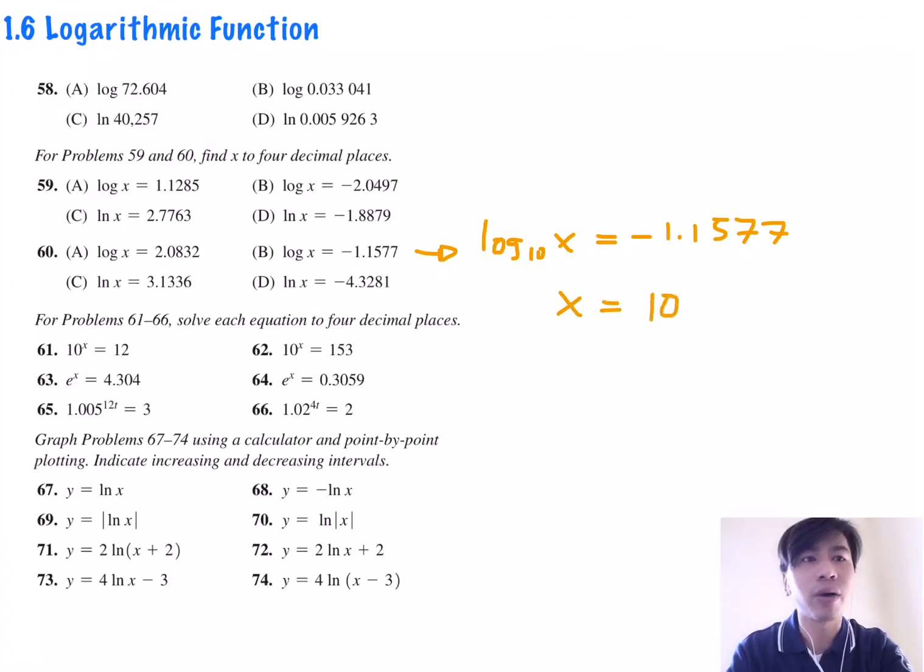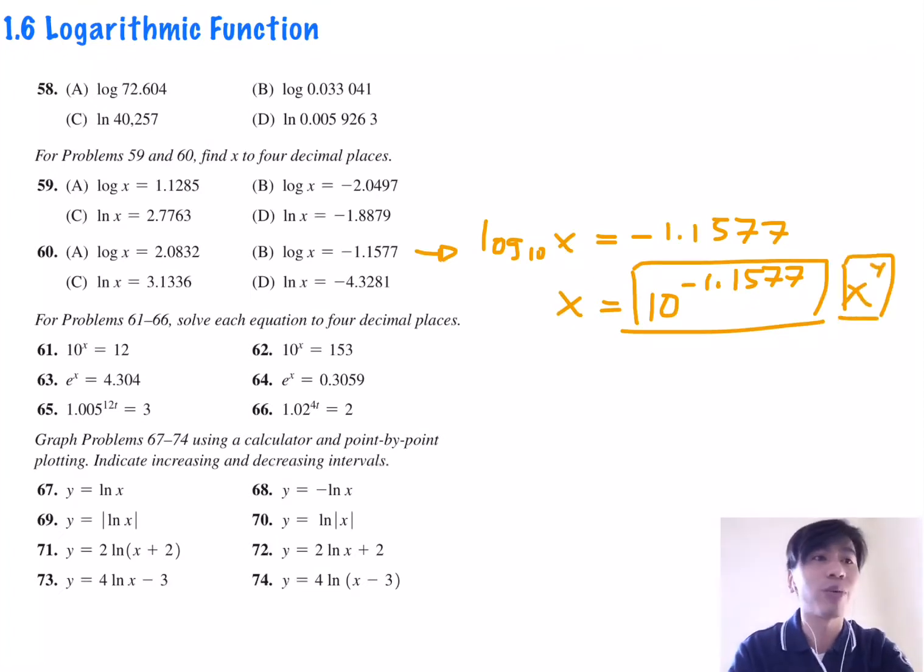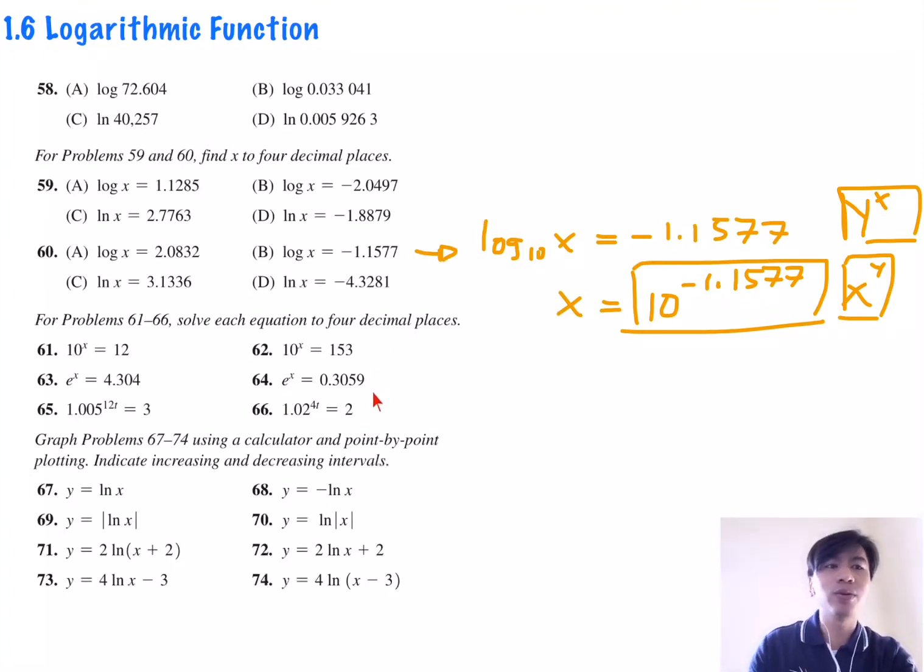This will be log to the base 10 of x. Even though it didn't put 10 over here, this is a common logarithm. Yeah, so it didn't put 10. And log to the base 10 of x equal with negative 1.1577. So x equal with 10 to the power of negative 1.1577. Yeah, your calculator will have these functions, which is x to the power of y. Okay, try to find it on your calculator, or y to the power of x. I'm sorry, y to the power of x.